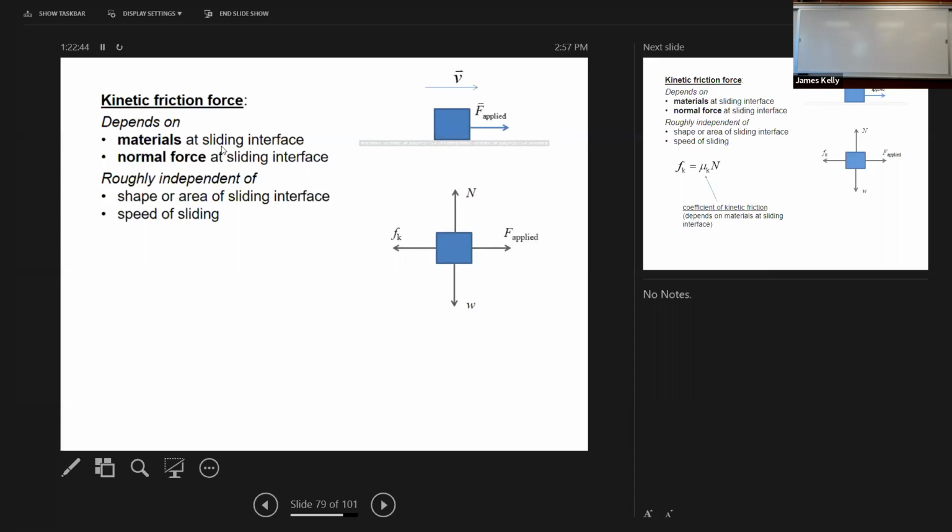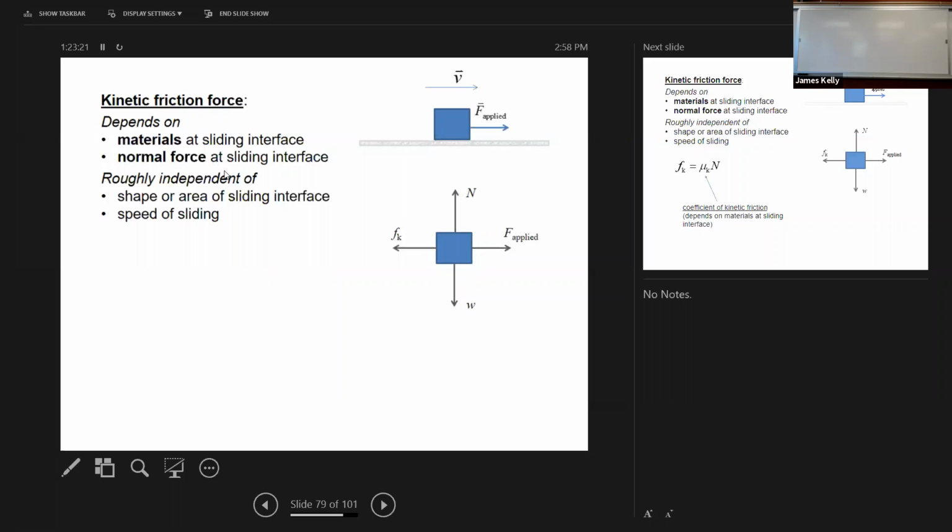Of course, it depends on the materials, both the brass here, and when I say the materials, we're also including kind of how polished the surface is. We're going to throw that into the materials aspect of it. So if I make this rough versus very smooth, that may change what I'm calling the materials. And the materials on both sides, both the brass and the cardboard. So, you know, glass on glass, Teflon on Teflon, there's not going to be a big friction force. But if you do like rubber on rubber or sandpaper on wood or something like that, it might be a big friction force. So it depends on the materials at the sliding interface.